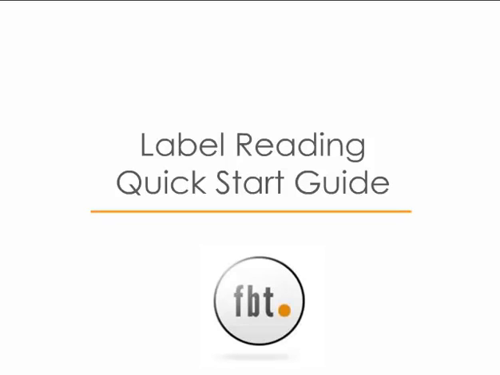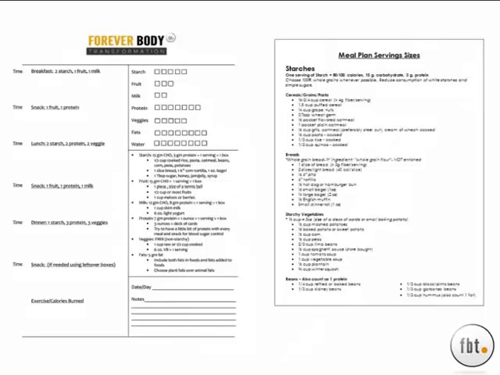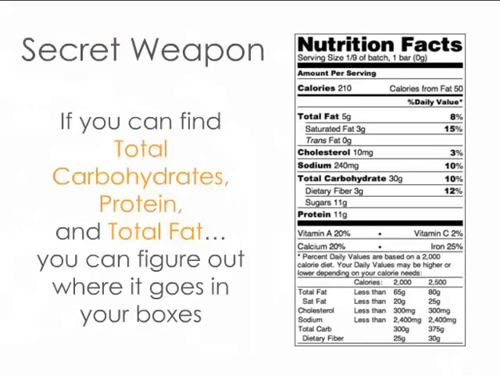So let's get started. By watching the other Quick Start Guides, you've learned how to use the food tracker and how to count portion sizes and servings of your food groups by using the FBT food list. But what if there's a food that's not on that food list? Then what? Then you use the secret weapon, the food label.